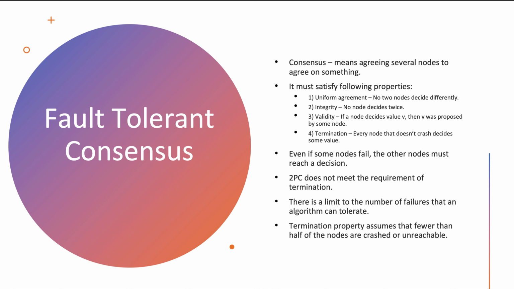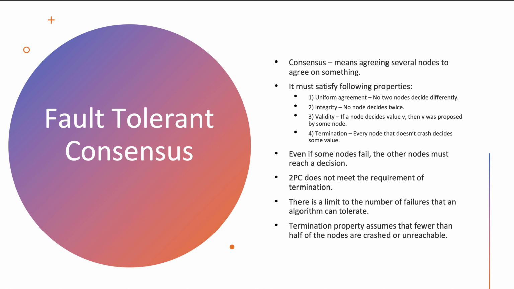So the uniform agreement and the integrity properties define the core idea of consensus, which means everyone decides on the same outcome, and once you have decided, you cannot change your mind. The validity property exists only to rule out some trivial solutions, for example, an algorithm that is always proposing a null value. And the last property, the termination property, formalizes the idea of fault tolerance, which means even if some nodes fail, the other nodes must reach a decision.